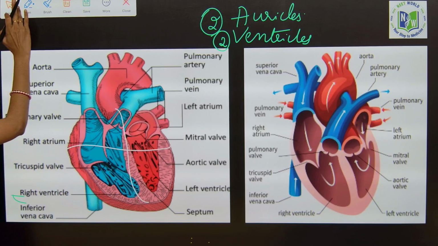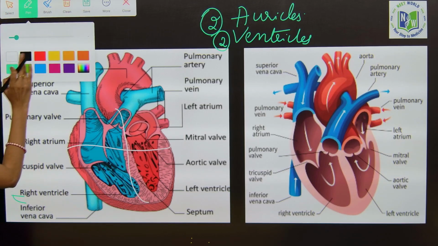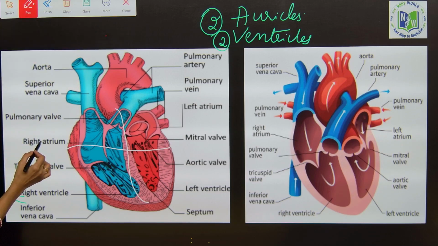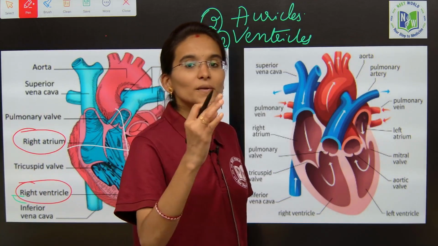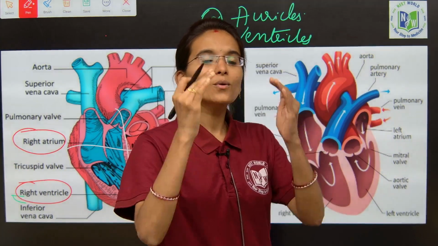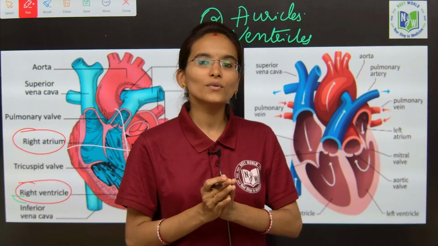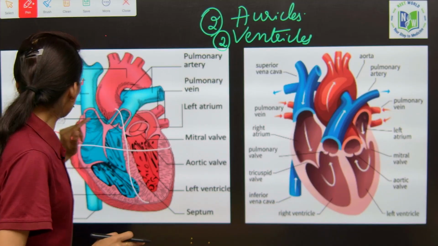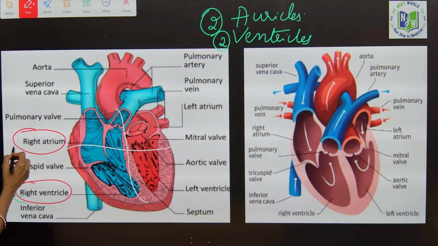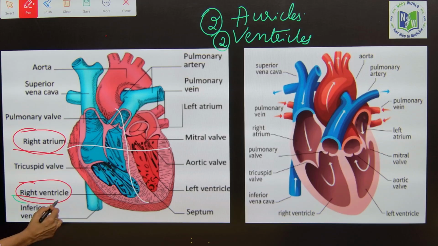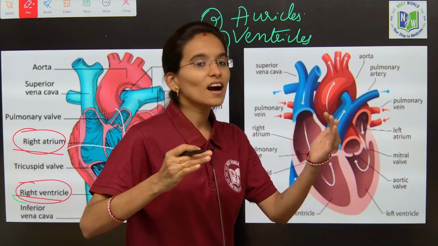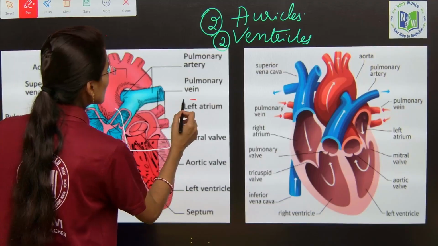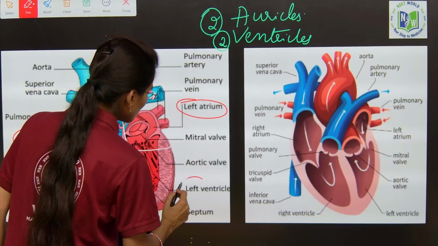So in the four chambers we have the right atrium and right ventricle. So we have completely four chambers, right? Two are the auricles and two are ventricles. Here we have the right atrium and right ventricle, and on the left side again we have, my dear students, the left atrium and left ventricle.